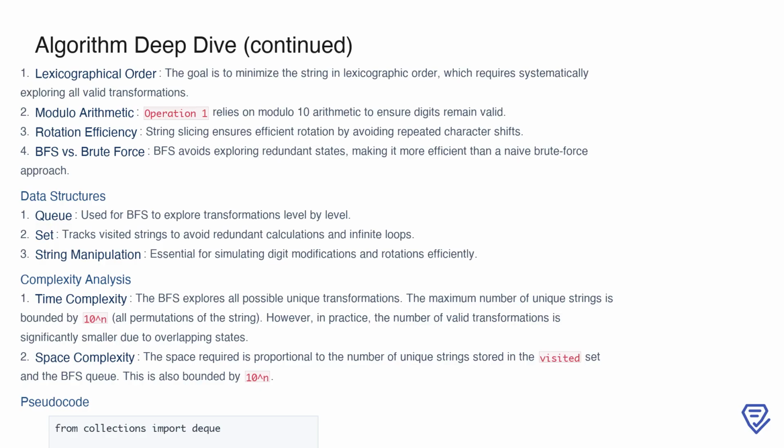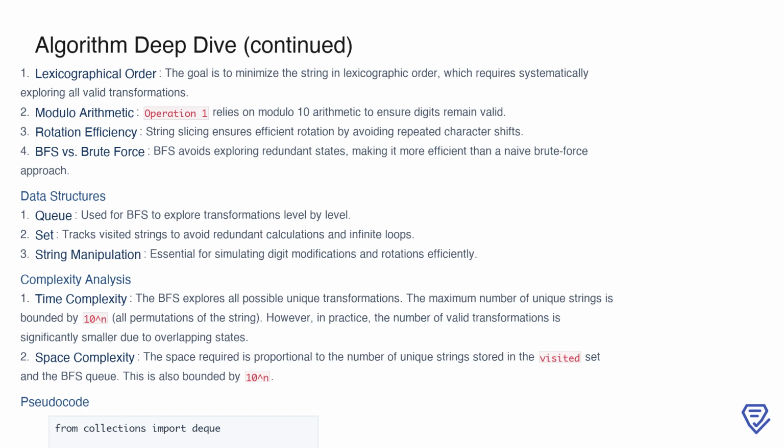Lexicographical order is the key metric for determining the smallest string, and this requires careful consideration of all possible states resulting from the operations. The addition operation relies on modulo arithmetic to ensure digits remain valid, while string slicing is used for efficient rotation without unnecessary character shifting. BFS is chosen over brute force because it avoids revisiting states, making it significantly more efficient.